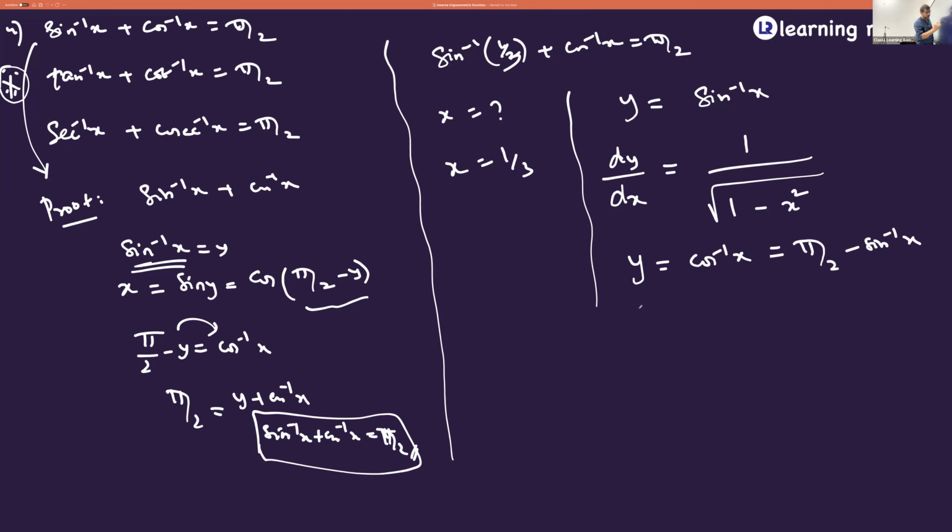So when you differentiate on both the sides, dy by dx will be equal to derivative of pi by 2 is 0 minus derivative of sine inverse x, you know already. So this is why when you see derivative of sine inverse x will be positive, cos inverse x will be exactly the negative of it. Similar is the case with tan inverse x and cot inverse x. So this is the reason. I hope you're able to understand, right? So like this, you see this property is very important. It will help you solve the problems faster.